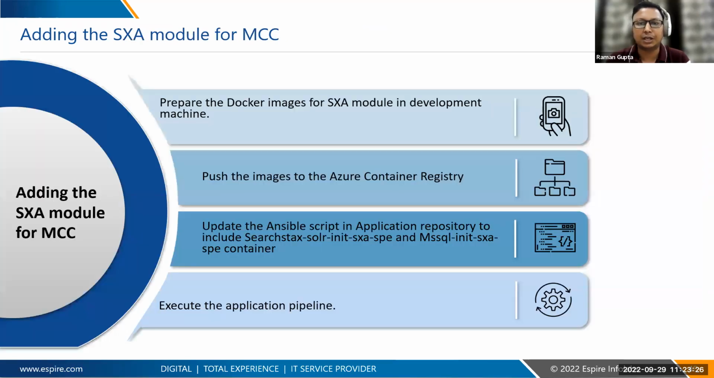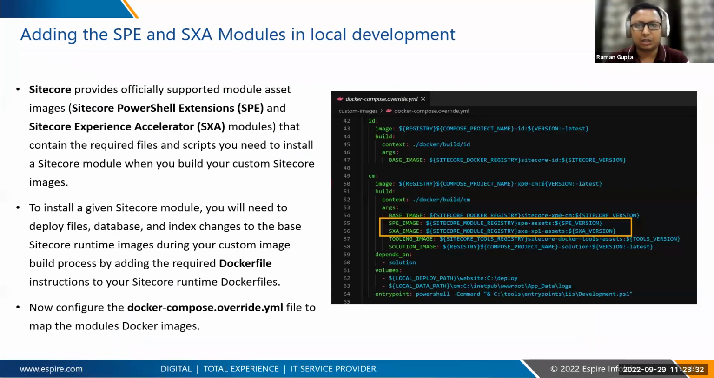If you take note here, there are no XP0 images. Vika, can you go back, please? Yeah. So here we have the XP1 images only. Sitecore does not provide the XP0 images for these assets. We have either XP1 or XM1 images. So we just have to be cautious while doing the local development.